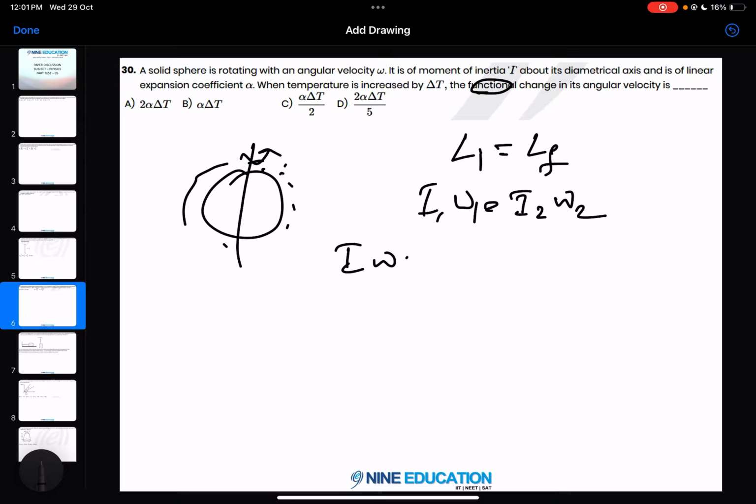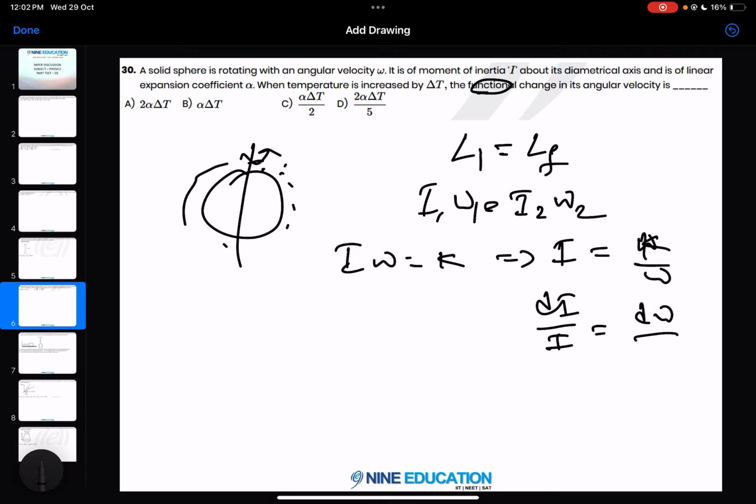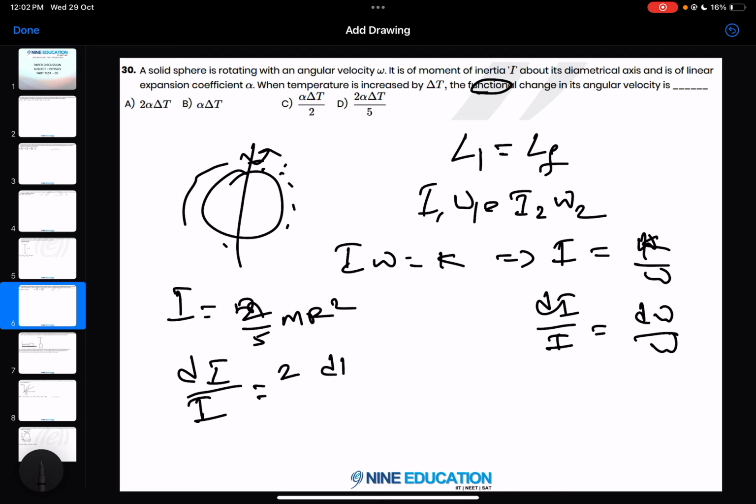So I omega is constant. So I is constant by omega. dI by I is d omega by omega. We need d omega by omega, which is nothing but dI by I. I equals 2 by 5 mr square. 2 by 5 m is constant. So dI by I is simply 2 times dr by r.